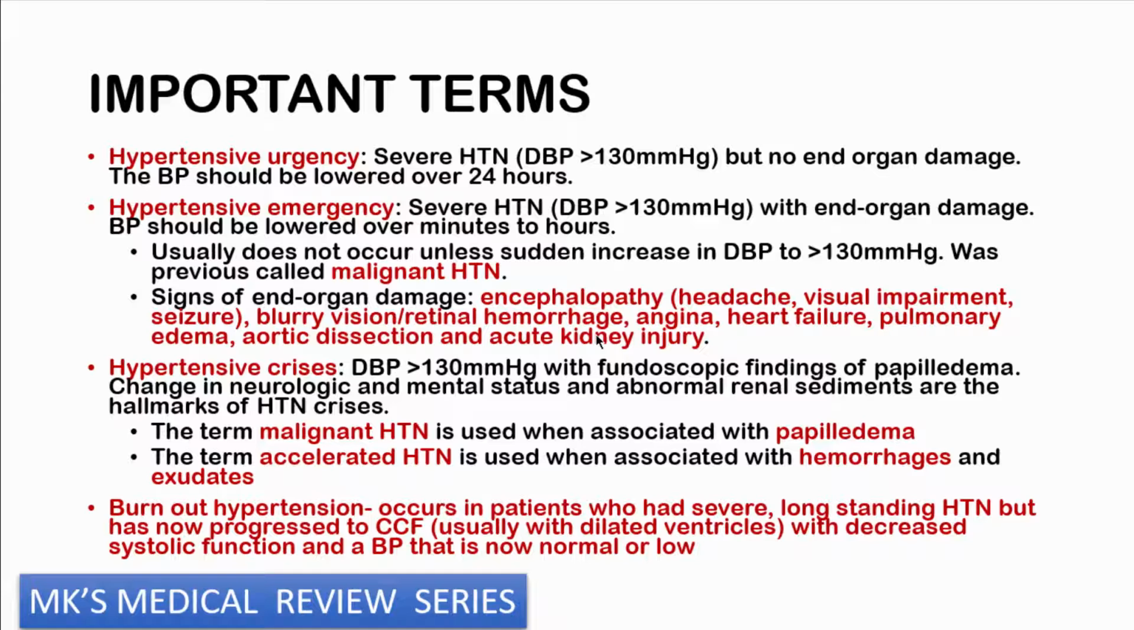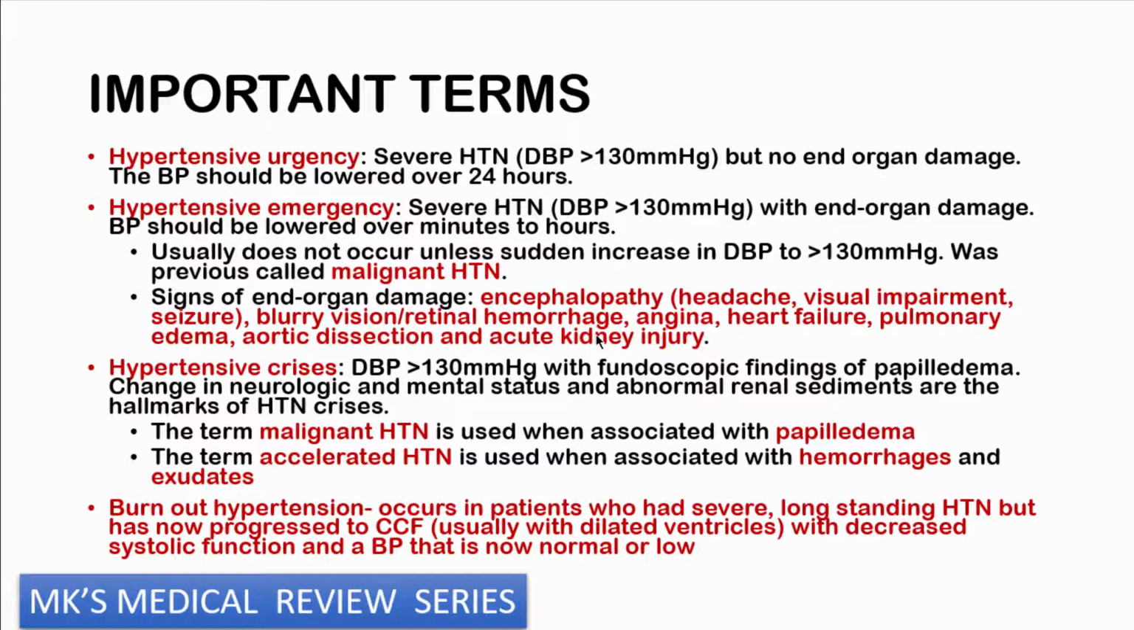Then hypertensive crisis is simply a diastolic pressure that is greater than 130, and you have fundoscopic findings of papilloedema. Sometimes you may have change in the neurologic as well as the mental state, and you may have abnormal renal sediments present in the urine, and these are usually the hallmark of hypertensive crises. Then if it's associated with retinal hemorrhages or retinal exudates, you refer to that as accelerated hypertension.